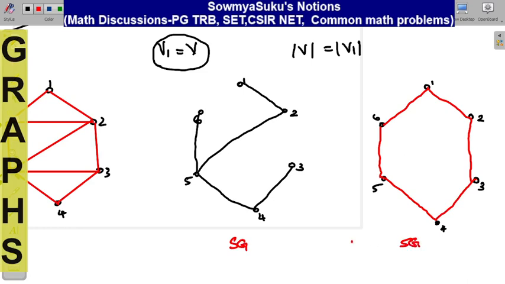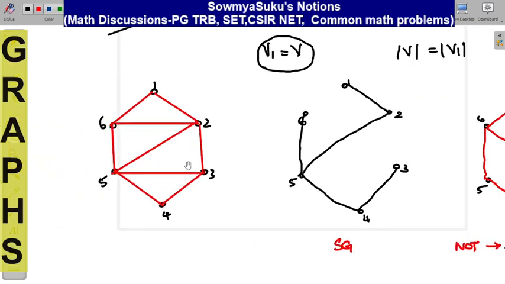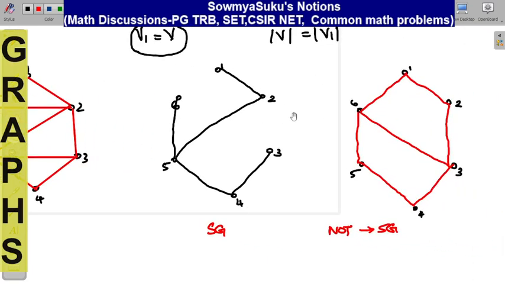Now what is not a spanning subgraph: if I draw this edge, it is not a spanning subgraph. The reason is that in the original graph there is no edge between 6 and 3, but I have drawn here 6 and 3. It is not a spanning subgraph.